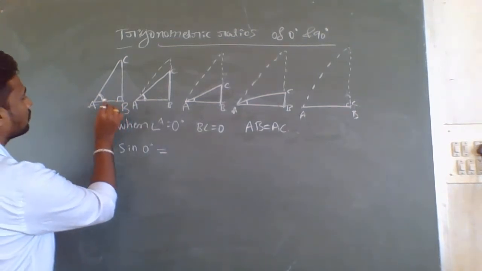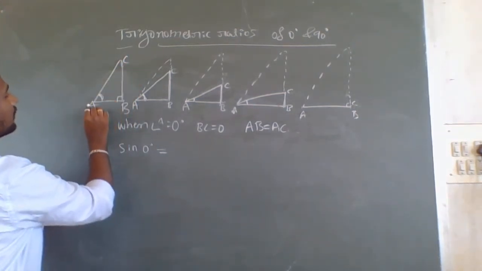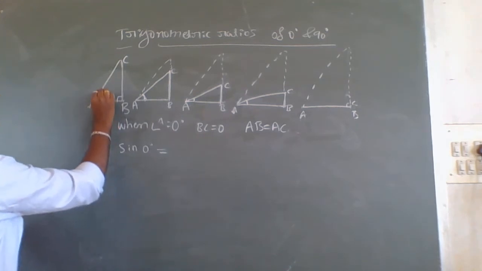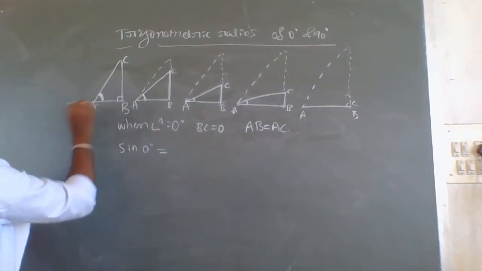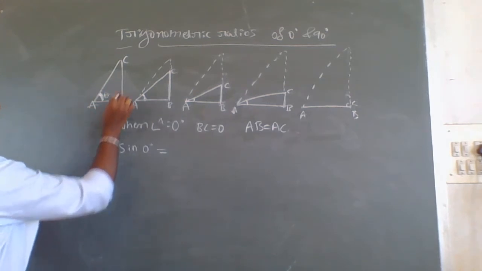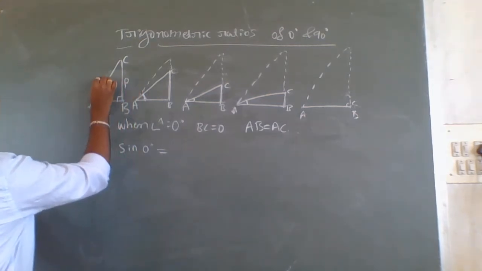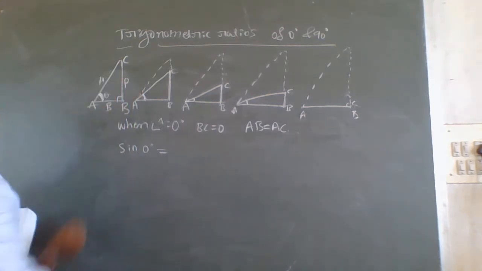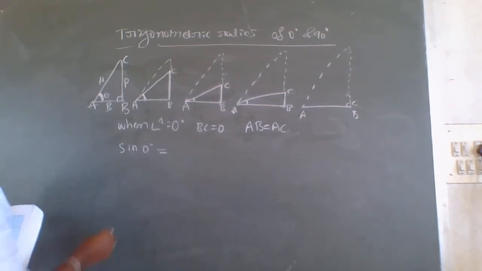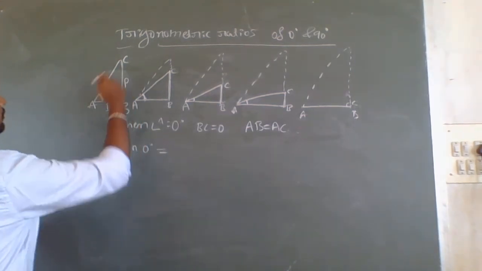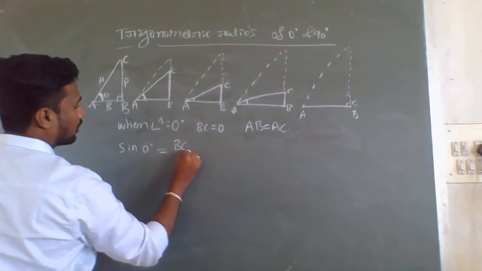Here sin theta means BC by AC. If this angle A is theta, then this is the perpendicular, this is the hypotenuse, this is the base. So here sin theta equals BC by AC, perpendicular by hypotenuse.